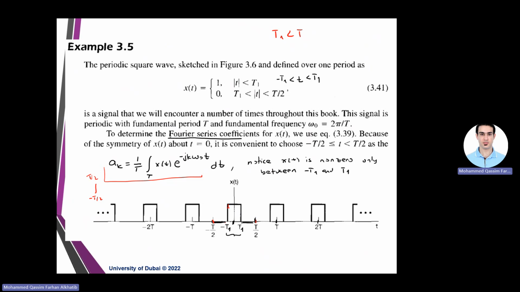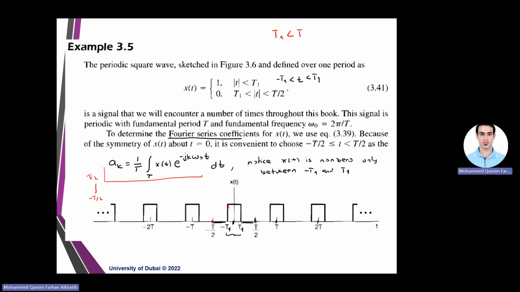This example here is a bit different. Find the coefficient C of k for this expression. So there's no expression actually. It's a rectangular waveform, a periodic square wave sketched in the figure below and defined over one period. It has a value of 1 from -t1 to t1 and 0 elsewhere. So it's a signal that we will encounter a number of times.